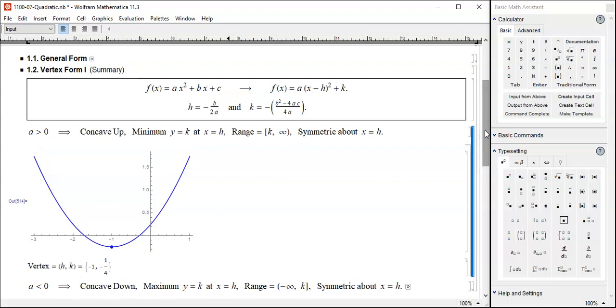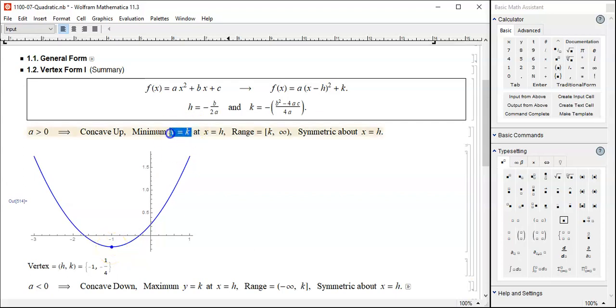First example, when a is positive, we have a graph that's concave up, bent upward. And clearly we have the minimum right here at the vertex, and the vertex is h comma k. Let's just accept it as is for now, h comma k, and in this case -1 comma -1/4. So the minimum y-coordinate value is y equals k, and we attain the minimum at x equals h, because this point is h comma k.